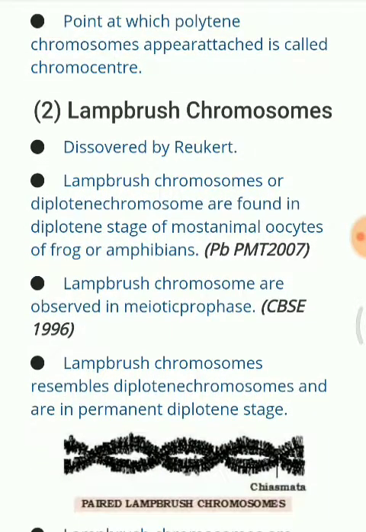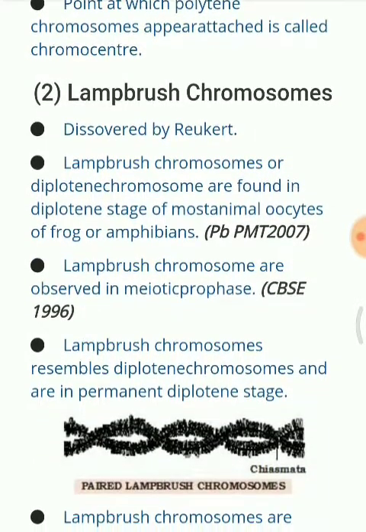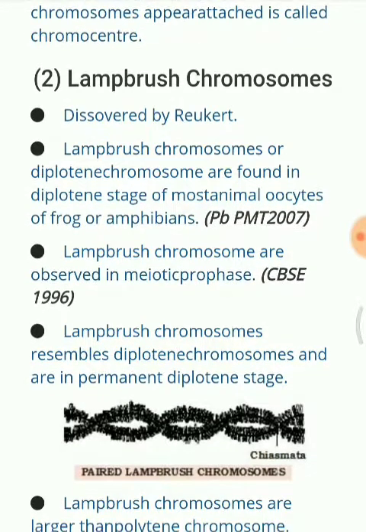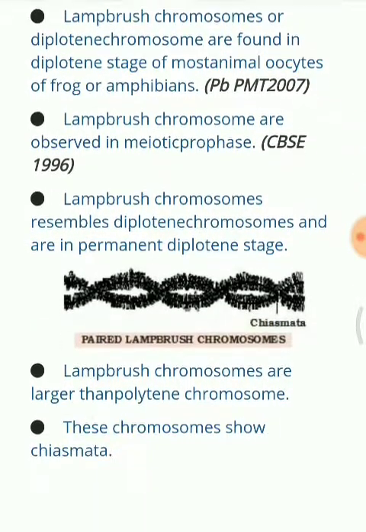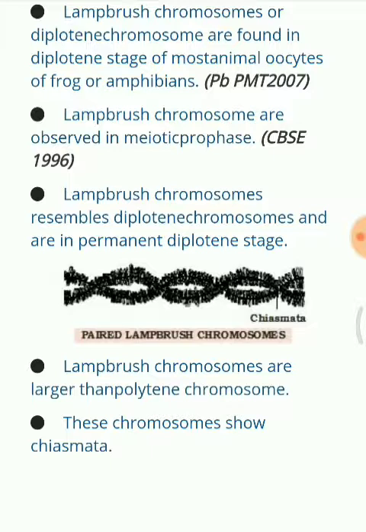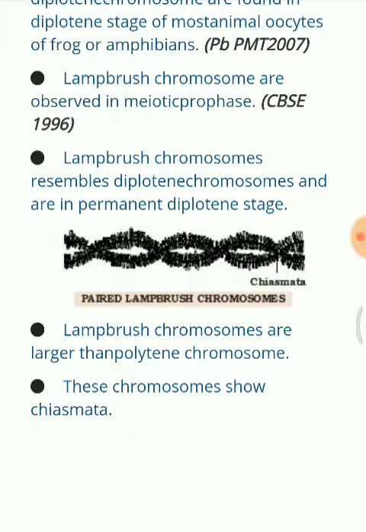Lampbrush chromosomes were discovered by Rückert. Lampbrush chromosomes are found in the diplotene stage of most animals, such as the oocytes of frogs or amphibians. Lampbrush chromosomes are observed in the meiotic prophase. Lampbrush chromosomes resemble diplotene chromosomes and are in a permanent diplotene stage. Lampbrush chromosomes are larger than polytene chromosomes. These chromosomes show chiasmata.